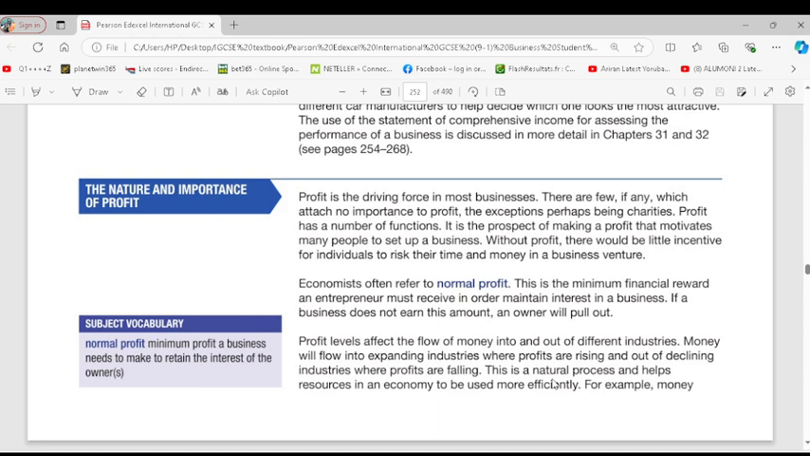This is the minimum financial reward an entrepreneur must receive in order to maintain interest in a business. If a business does not earn this amount, an owner will pull out. So the normal profit is just the expected profit you should make as a return, or as a yardstick for you to continue your business. That's for economists.